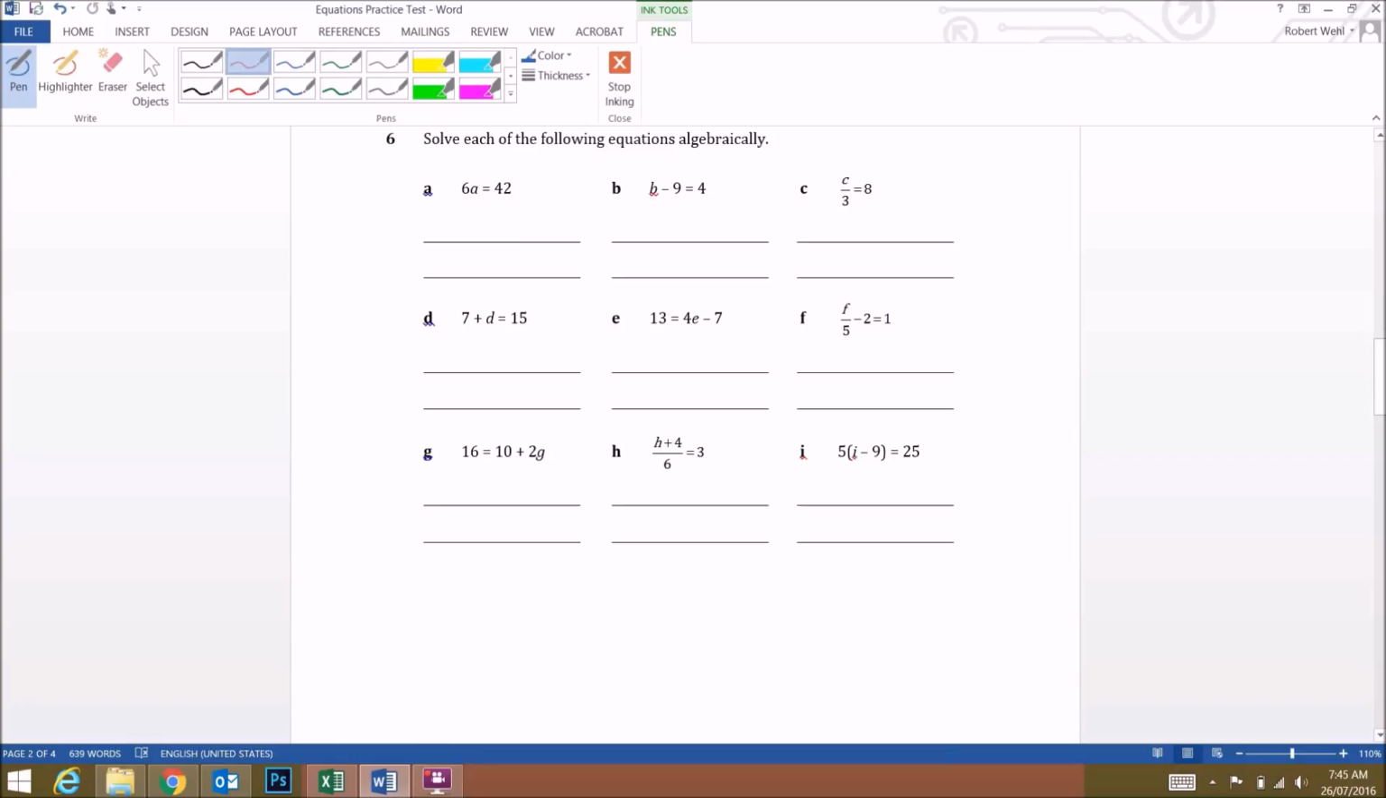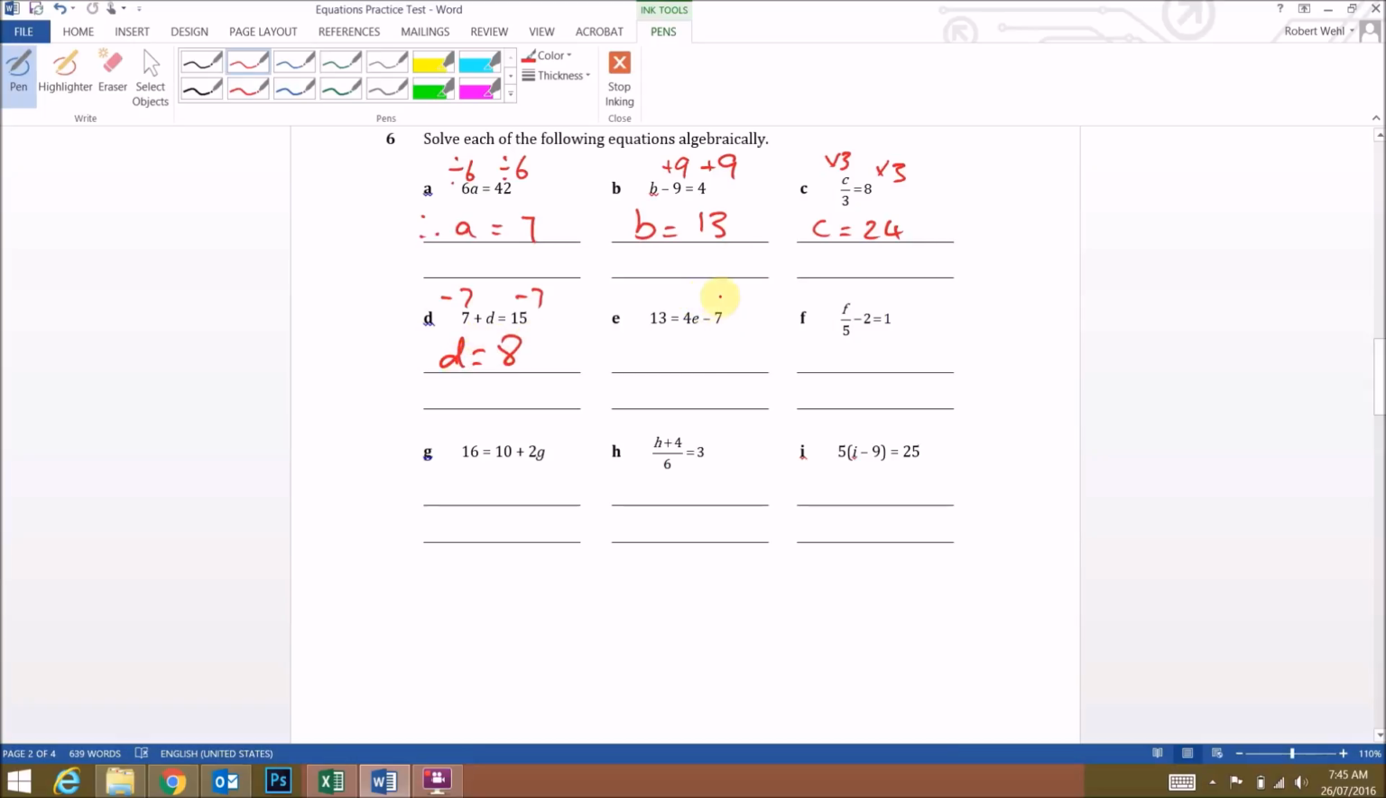Okay. So with this first one, I need to divide both sides by 6. That's the only step that I have to do, and A equals 7. Here, I need to add 9 in order to isolate my variable. So B equals 13. With this one, that's divided by 3, so I've got to times by 3. So C equals 24. D, 7 plus D, so I need to take away 7 from both sides, and D equals 8.